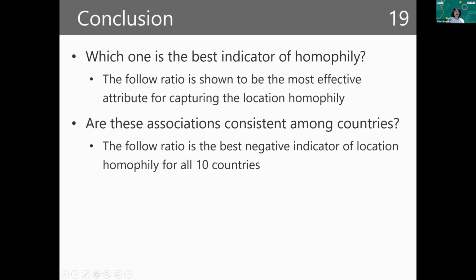And I'd like to summarize this presentation. Our research question is, which one is the best indicator of location homophily? By the experiment, we found that the flow ratio is shown to be the most effective attribute for capturing location homophily. Second question, are these associations consistent among countries? We found that the flow ratio is the best negative indicator of location homophily for all 10 countries. Thank you.